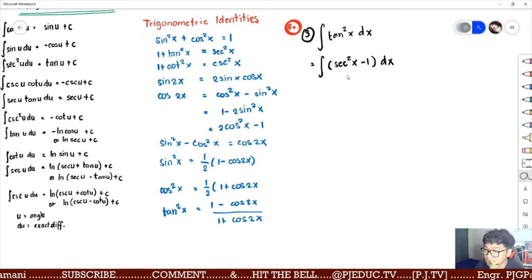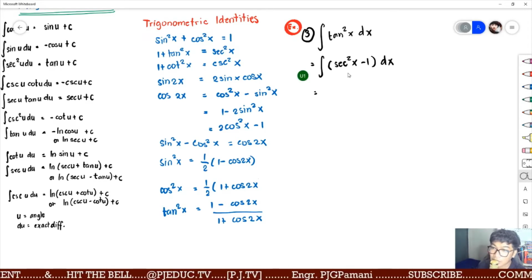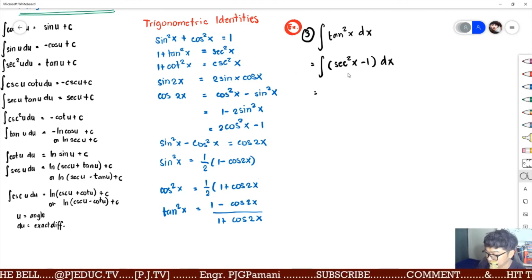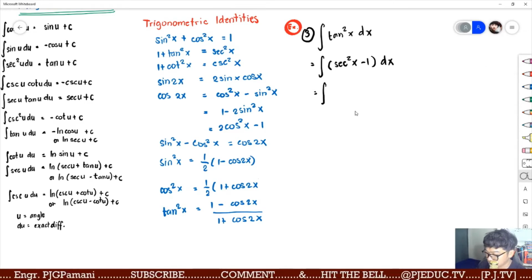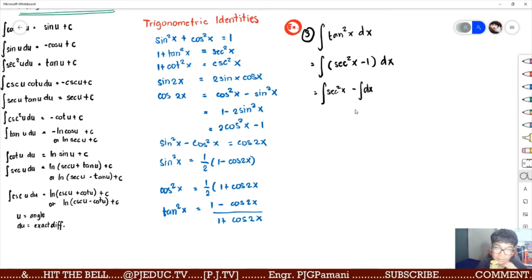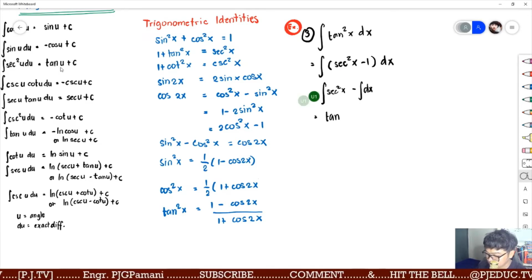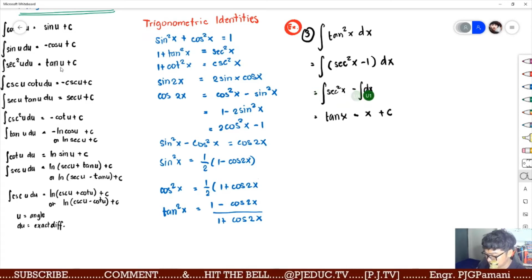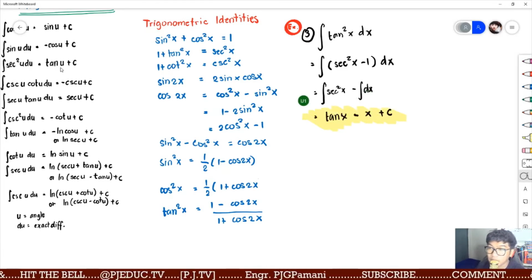So with this part of our solution, we just apply our properties of the indefinite integral. Distribute our integral sign to each of these functions: the integral of secant squared x minus the integral of dx. Secant squared is basically tangent x, minus x, plus c. So this is now our final answer.